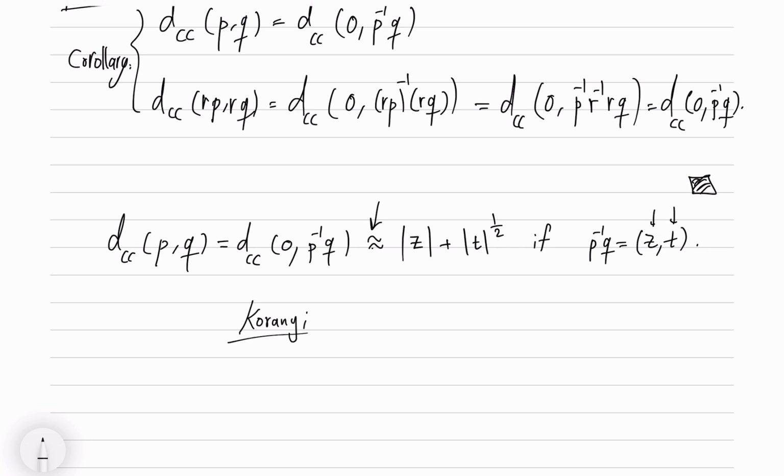The idea why it is equivalent to the dCC metric, the proof is basically here, but I will do a separate lecture on that. But here's a kind of motivation for it, because we can reduce everything to distance to 0, and previously we've seen that distance to 0 of such a point is comparable to this quantity.